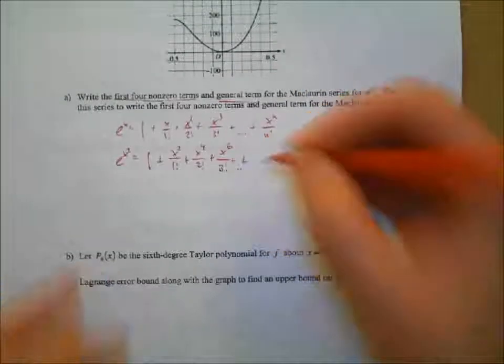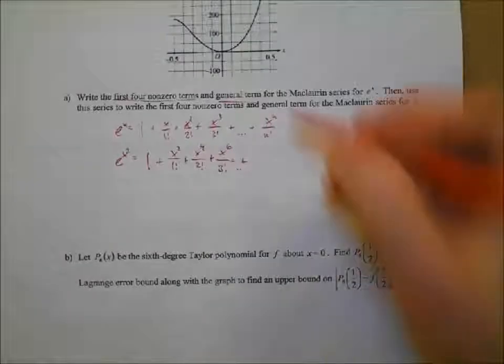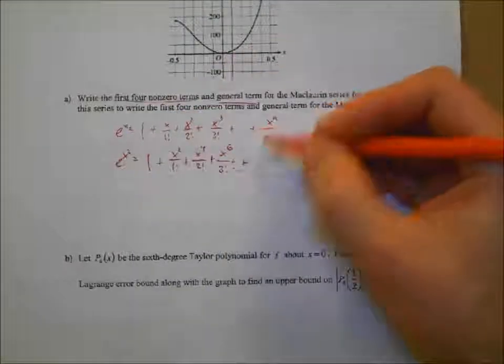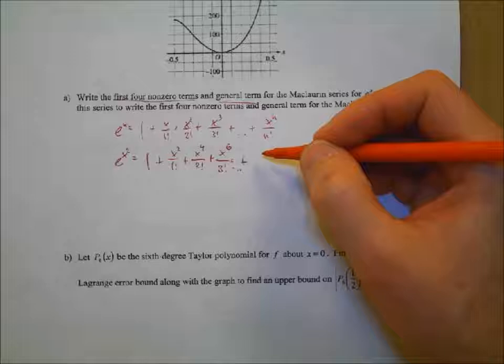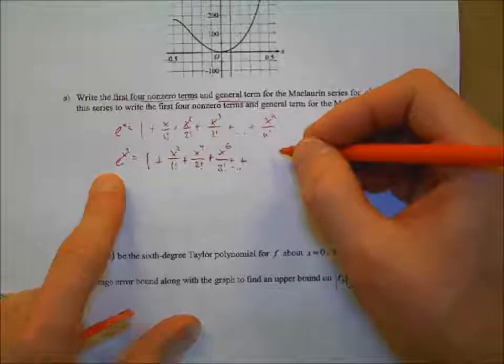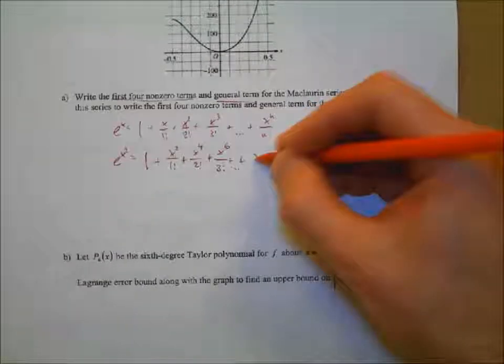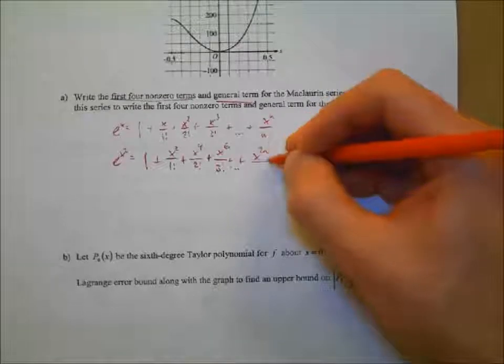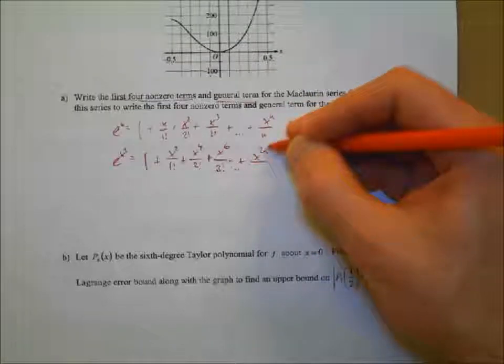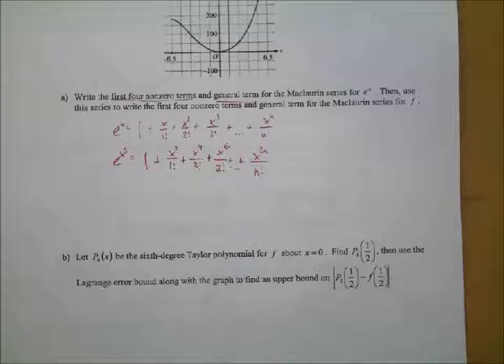Okay, and so what would our new general term be? We had x to the n over n factorial for just e to the x. What would the general term be for e to the x squared? What would that be? X to the 2n. Yeah, exactly right. We just replace the x with an x squared, so it gets raised to the n power as well. So there's that.